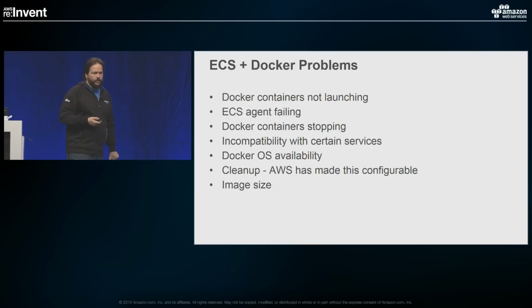So some of the problems that we ran into early on were Docker containers not launching, ECS agents failing, and Docker containers stopping. We solved a lot of these by just updating to the latest versions, and a lot of that went away over the last few months. We also use the SQS feature to requeue tasks that have disappeared.